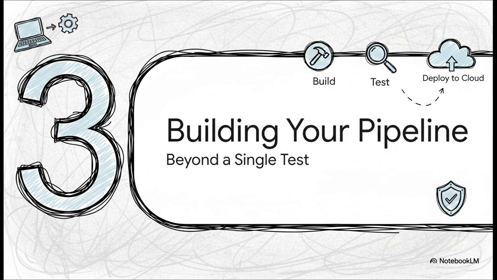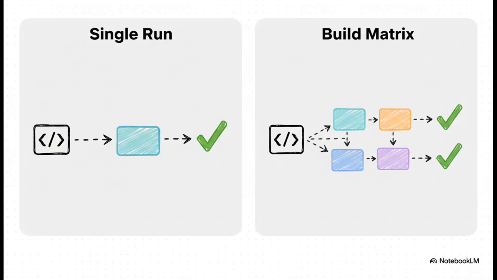Okay, so now that we've got the basics down, let's see how we can build on that. Because we can go way beyond just a single test run and build out a really sophisticated multi-stage pipeline. Think of it like an assembly line for your code. Each stage does a specific job before passing it on to the next. One of the absolute coolest features is the build matrix.